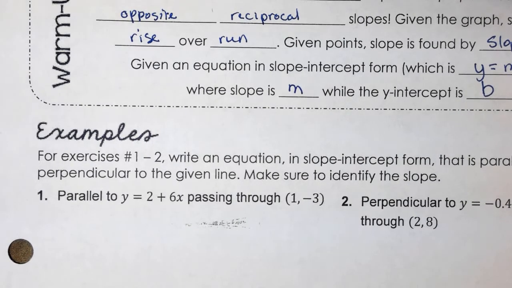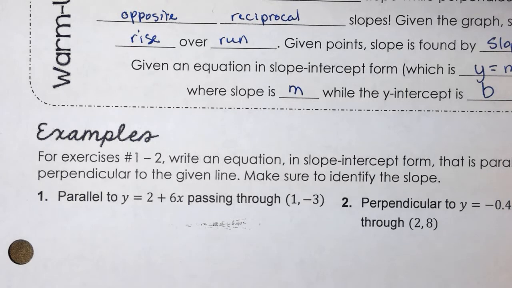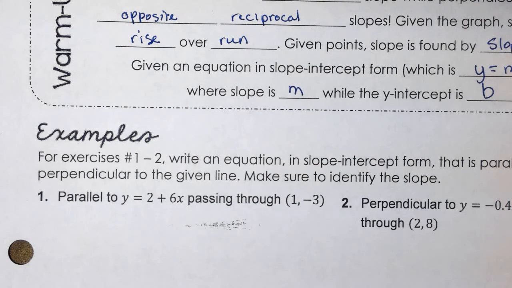Down here, for exercises 1 through 2, write an equation in slope-intercept form that is parallel or perpendicular to the given line. Make sure you identify the slope. So down here, this is the geometry part, being able to write an equation to a line that they give you, and you're going to do it either parallel or perpendicular based on what they ask.